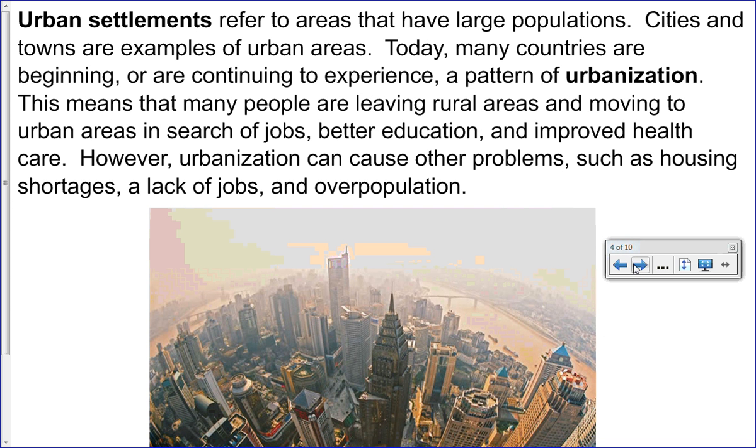Urban settlements refer to areas that have large populations. Cities and towns are examples of urban areas. Today, many countries are beginning or are continuing to experience a pattern of urbanization. This means that many people are leaving rural areas and moving to urban areas in search of jobs, better education, and improved healthcare. However, urbanization can cause other problems such as housing shortages, a lack of jobs, and overpopulation.